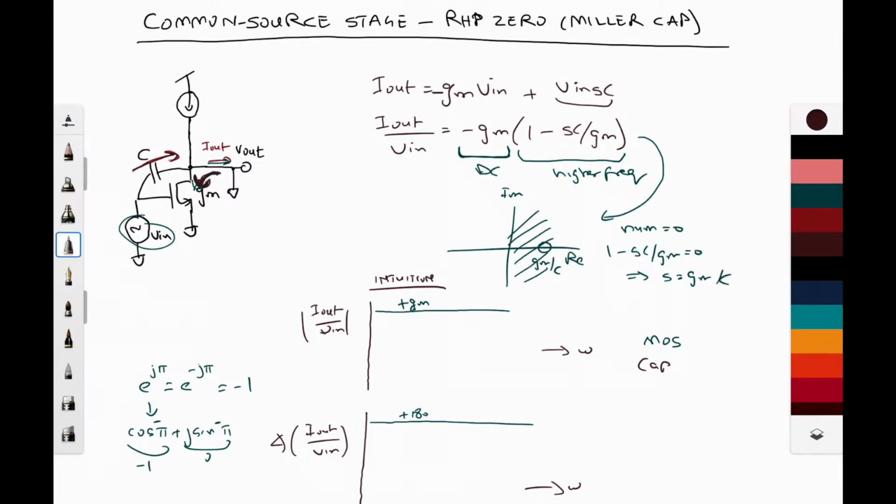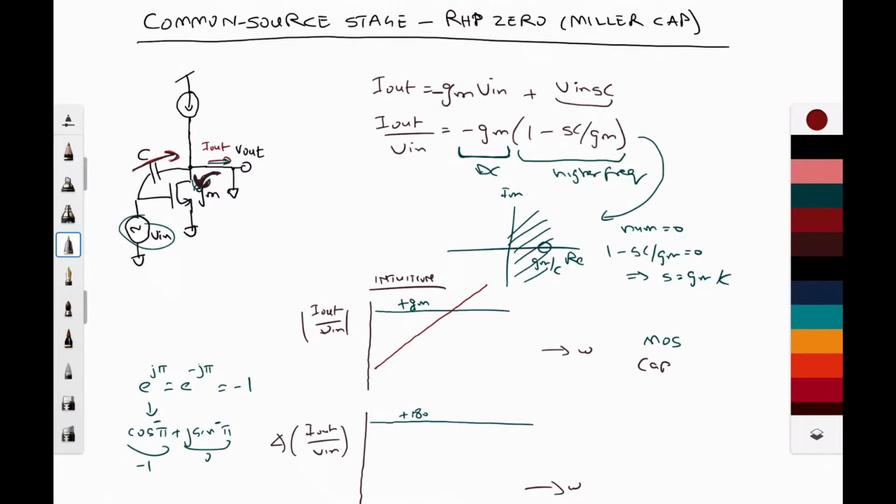Now let's look at the capacitor. For the capacitor, I out upon V in looks like something that's quite low at low frequencies and then monotonically rises up, assuming that we have a log-log plot. It just keeps on rising at higher and higher frequencies. And this completely makes sense because at infinite frequency we expect the output current to be infinite, because it would look like a short.